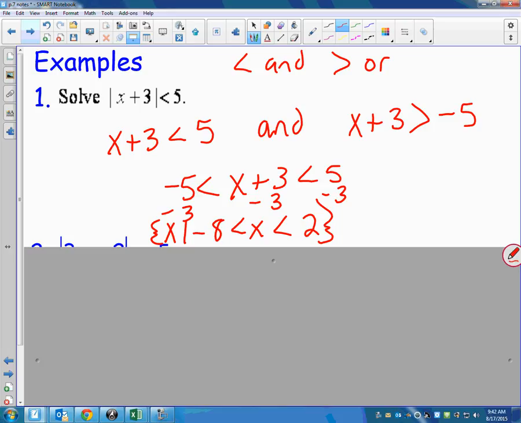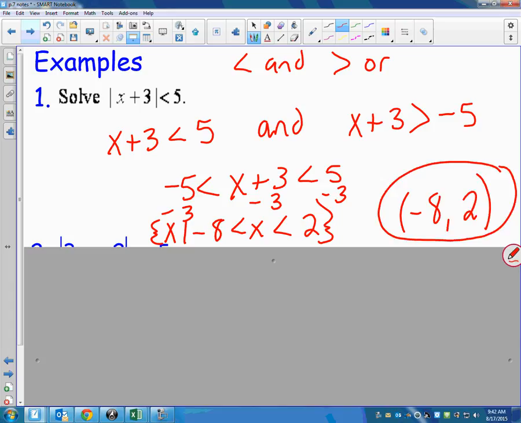I like interval notation, and I want to encourage you to at least try it on some of these, is to write your answer in interval notation. Interval notation is using the brackets and the parentheses. So if I want to say everything between negative 8 and 2, not including it, what would I say? Would I have brackets or would I have parentheses? Parenthesis, negative 8.